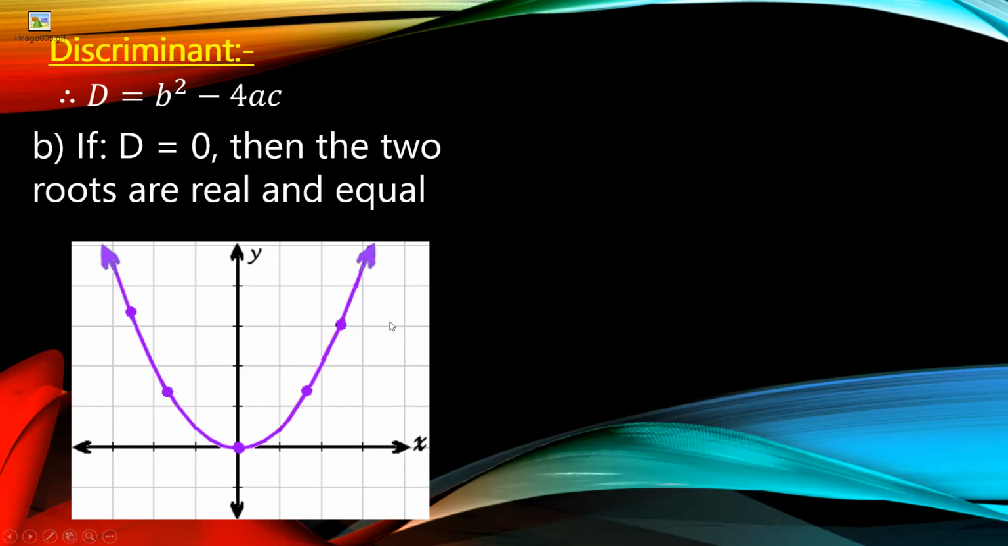Again, if the discriminant is more than 0, the two roots will be real and different, and the curve cuts the x-axis at 2 points. If the discriminant equals 0, then the two roots are real and equal, and if I draw the curve, it will cut the x-axis at 1 point.